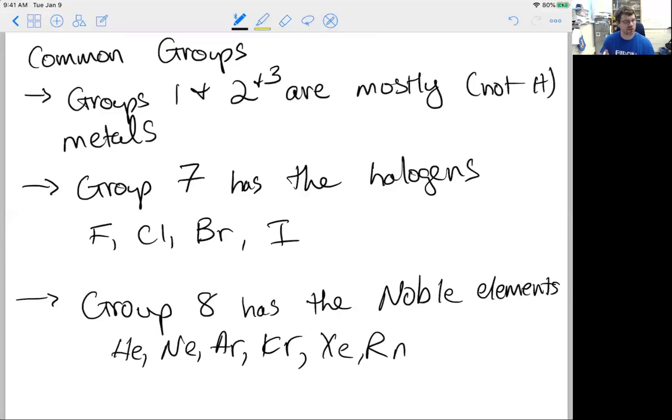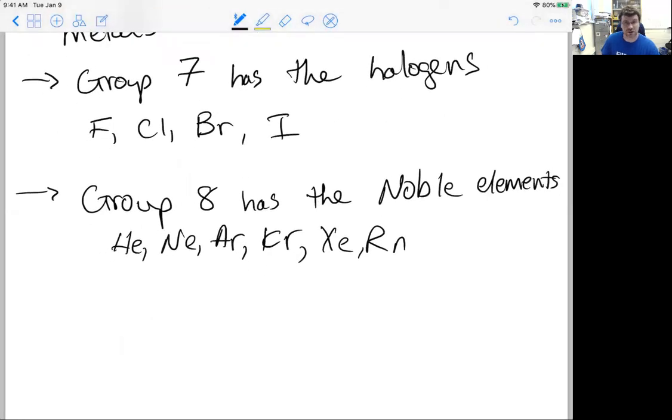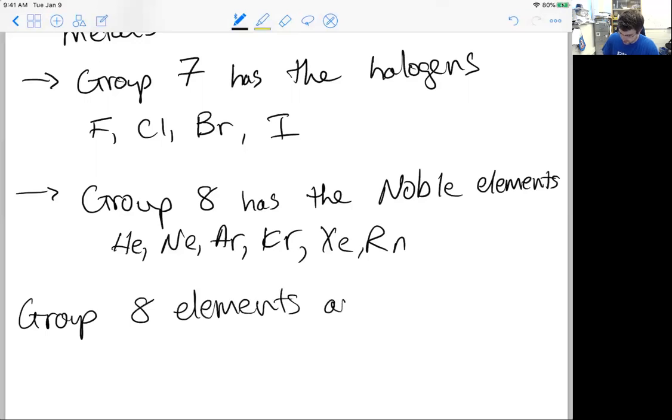Okay, groups 1, 2, 3, these are mostly metallic. We're not going to touch these too much except when we just need a metal around to often counter a negative charge, as it turns out. Group 7 we're going to encounter quite a bit of. These are the halogens. Certainly 4, 5, and 6 are important groups, but we don't need to mention their names too much right now. Group 8, these are the noble elements, and these are some important elements, okay? It turns out that group 8 elements are mostly unreactive.